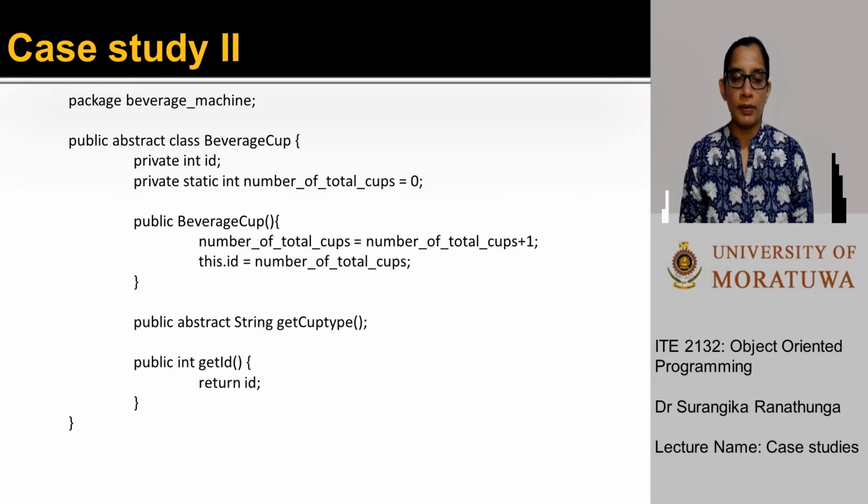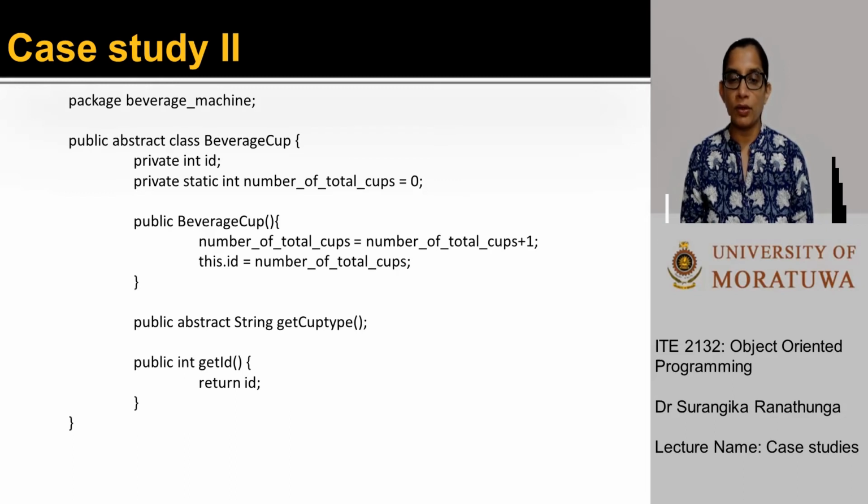Since BeverageCup is a superclass, when we have this static variable in the superclass, whenever a subclass object is created, this will be incremented. Why? Because every time a subclass constructor is called, by default, the superclass constructor will also be called. And just like in the previous use case, what we are creating is either a tea cup, coffee cup or a water cup.